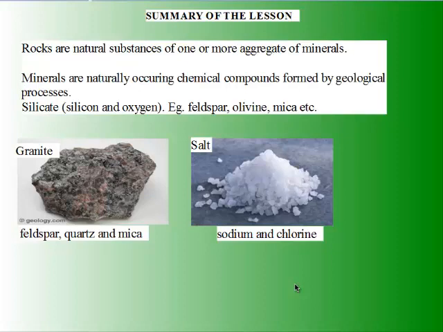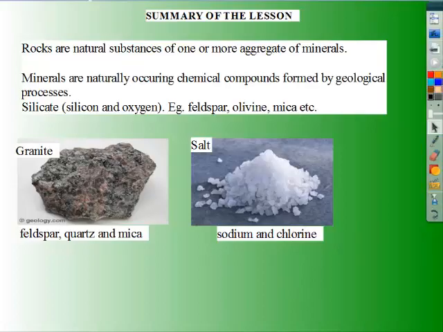Examples of such silicate minerals include feldspar, olivine, mica, etc. We also looked at some rocks and their composition. We talked about granite, where we said granite is formed when minerals like feldspar, quartz, and mica combine. And a rock like salt is formed when sodium and chlorine combine.